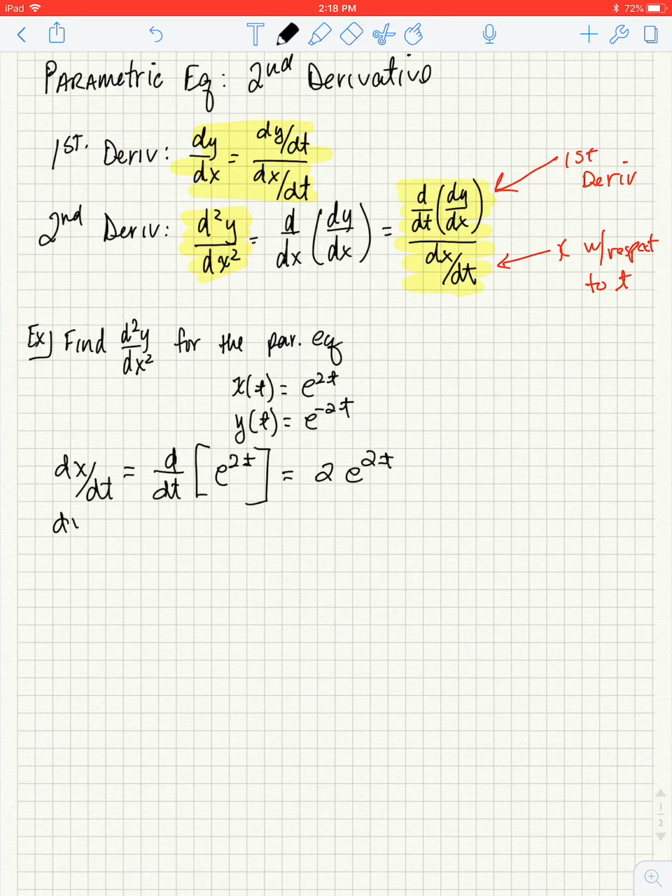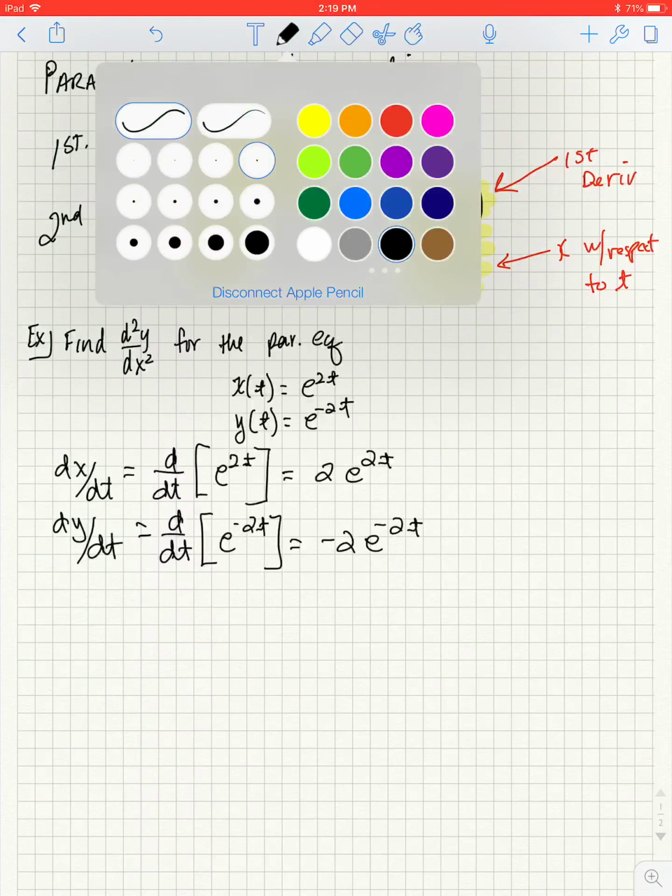Same thing with dy dt. Derivative of e to the negative 2t with respect to t. Chain rule, negative 2, e to the negative 2t. Now, let's go back up to our first derivative formula and just fill it in.